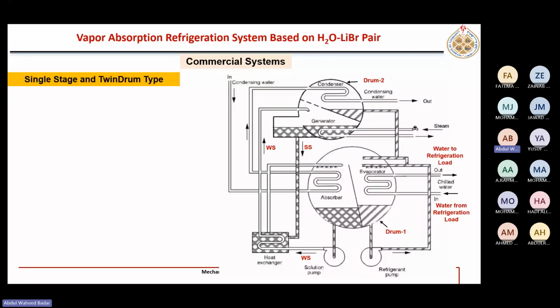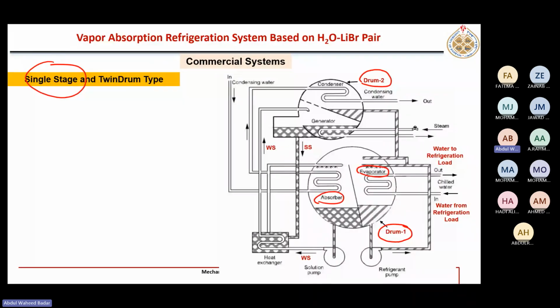Here you see single stage, but twin drum. As you see here, there are two drums, made in drum shape or cylindrical shape. This is drum 2, this is drum 1. In drum 1, we have the absorber and evaporator. Both are at the same pressure.